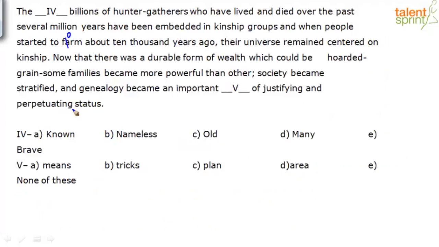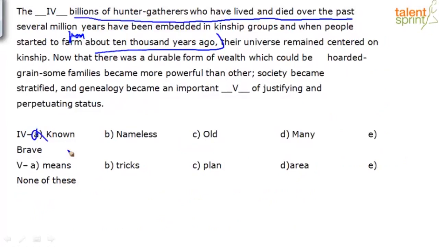Now, I'm going to go from the fifth option. Very, very specific options, like about 10,000 years ago, from that time. So, we're talking about billions of hunter-gatherers who have lived and died over the past several million years. Do you think it's practically possible that all of those billions of hunter-gatherers were known? Illogical. Nameless makes more sense because there were so many of them.